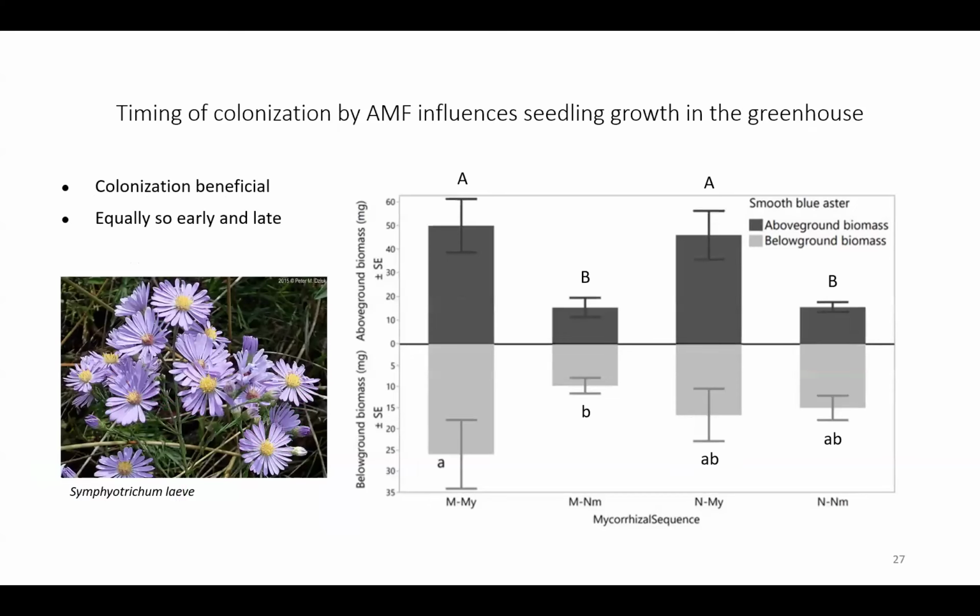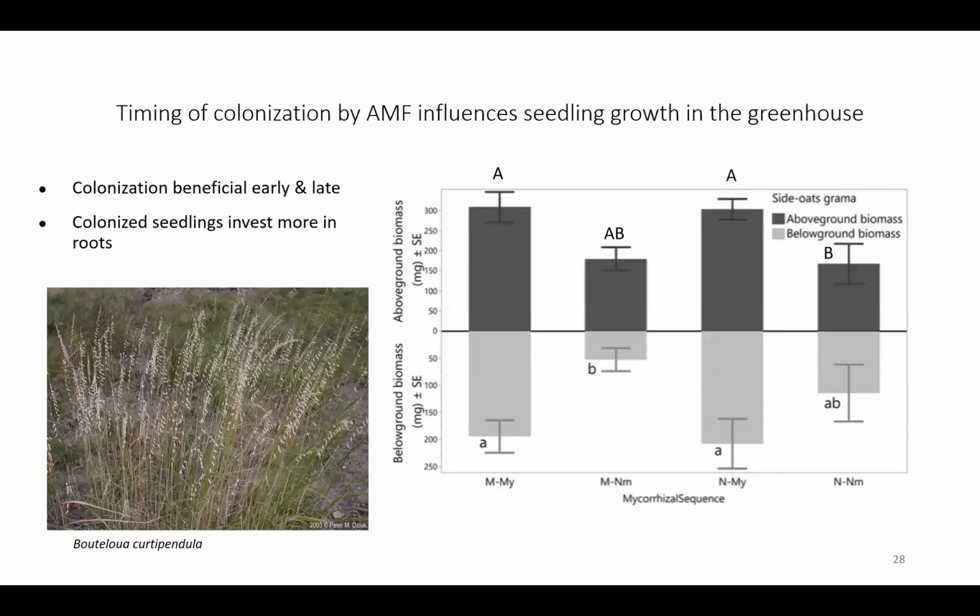Now, when she looked at smooth blue aster, she again saw a benefit to formation of mycorrhizas, but it didn't matter whether they were inoculated early or they were inoculated late. And then for side oats grama, she saw that same pattern again. Colonized seedlings are investing more in their roots, but that colonization is beneficial whether it occurs early or late.